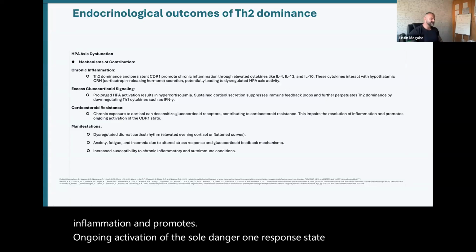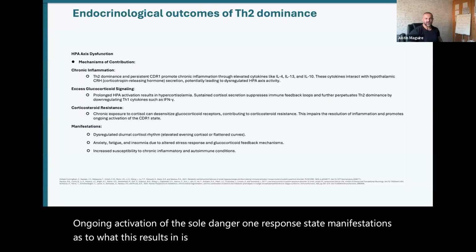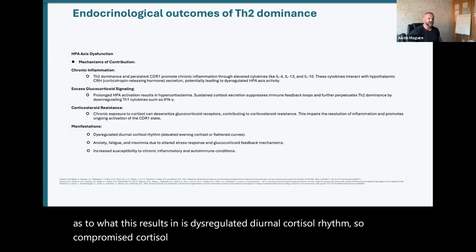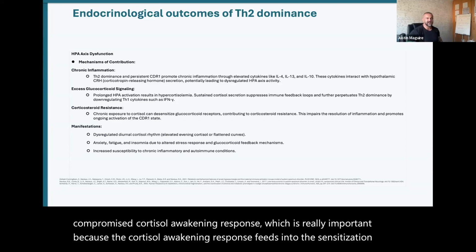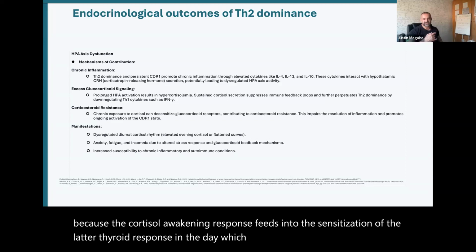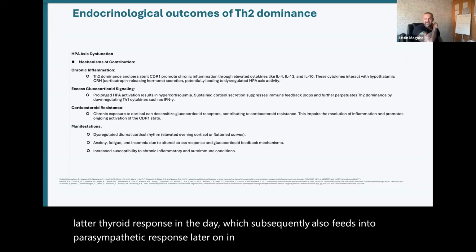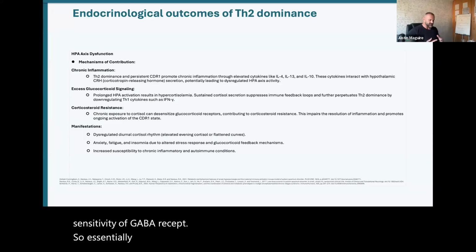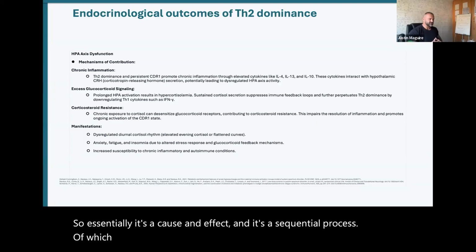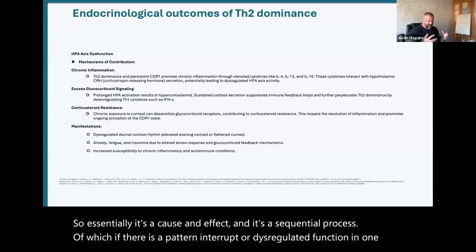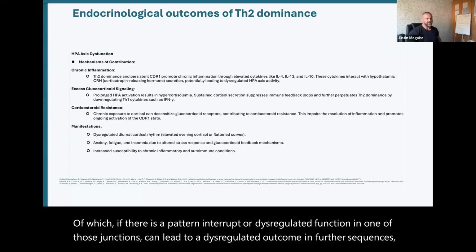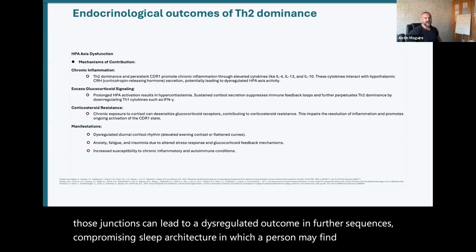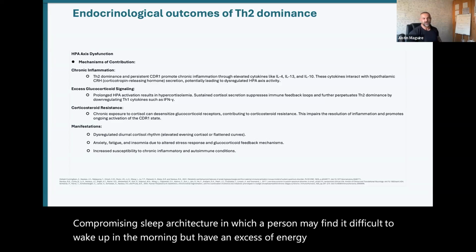Manifestations of what this results in are a dysregulated diurnal cortisol rhythm, so a compromised cortisol awakening response, which is really important because the cortisol awakening response feeds into the sensitization of the later thyroid response in the day, which subsequently also feeds into a parasympathetic response later on in the day in improving sensitivity of GABA receptors. So essentially, it's a cause and effect, a sequential process, in which a pattern interrupt or dysregulated function in one of those junctions can lead to a dysregulated outcome in further sequences, compromising sleep architecture, in which a person may find it difficult to wake up in the morning, but have an excess of energy in the evening, finding it difficult to wind down and get to sleep.